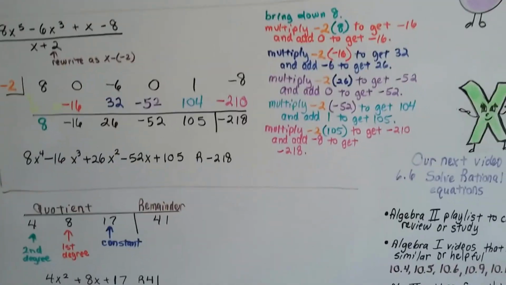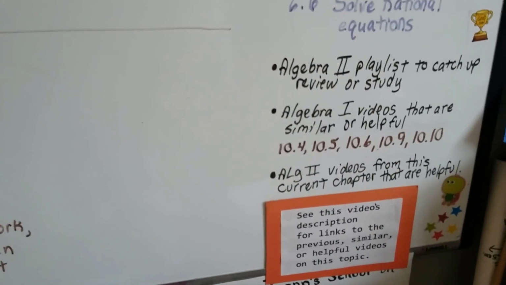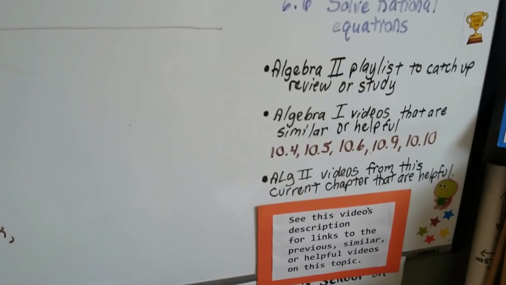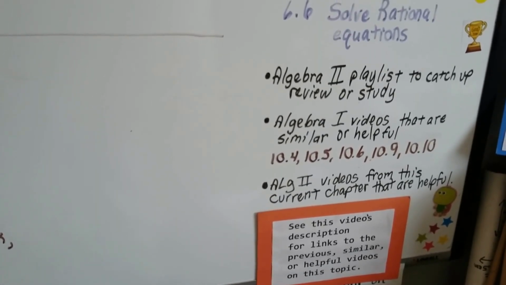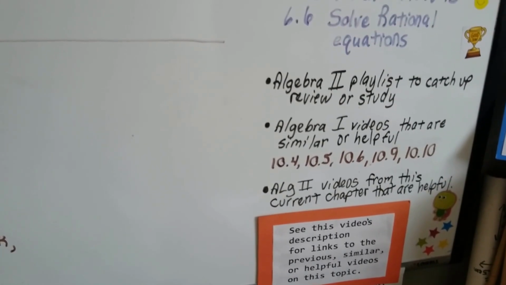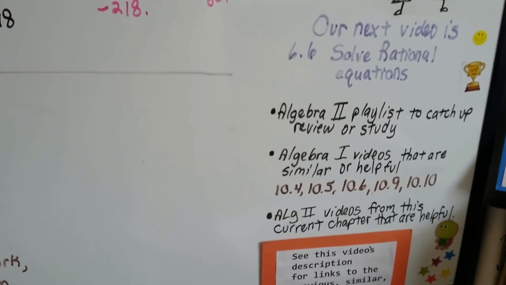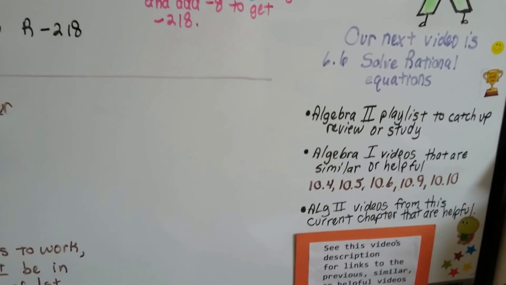All right, so all the previous videos from Chapter 6 are going to be in this video's description, so you can just click on them. And there's going to be some helpful videos from Algebra 1, where we did a lot of this. Not this in particular, but the stuff leading up to it. I'm going to add this video to the Algebra 2 playlist, and our next video is going to be 6.6. We're going to solve rational equations, okay?